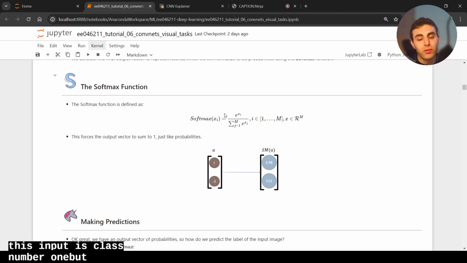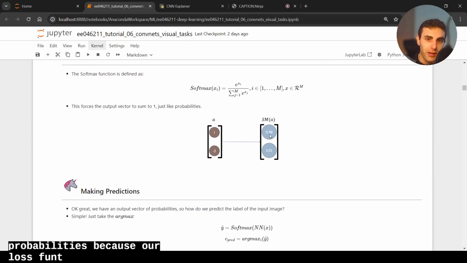But in order to actually train, or to force the network to output these numbers, so a high energy for class number 1, we need to first transform them to probabilities because our loss function requires probabilities. So basically, when we input 1 and -3 to softmax, we get the following probabilities: 0.98 for the first class and 0.02 for the second class. So basically, logits are energy, and we transform logits to probabilities with the softmax function.